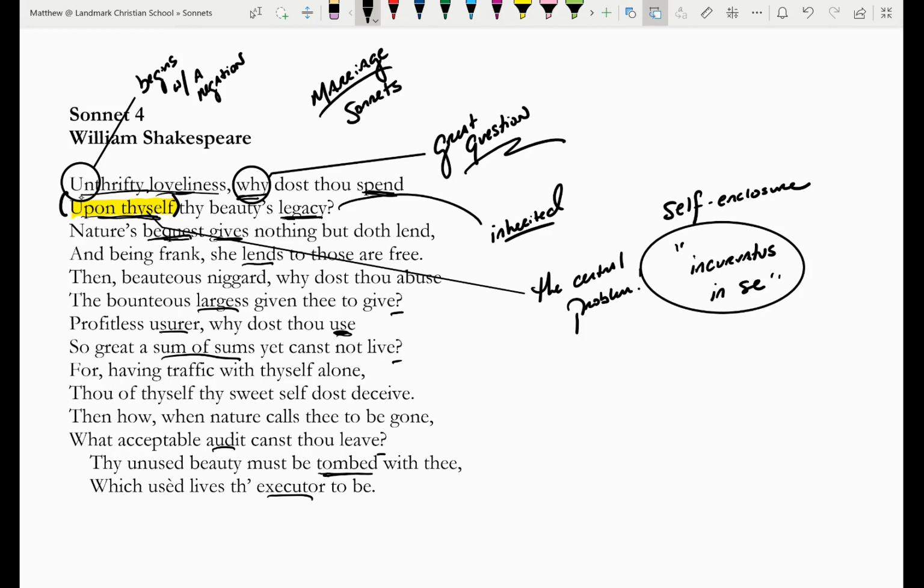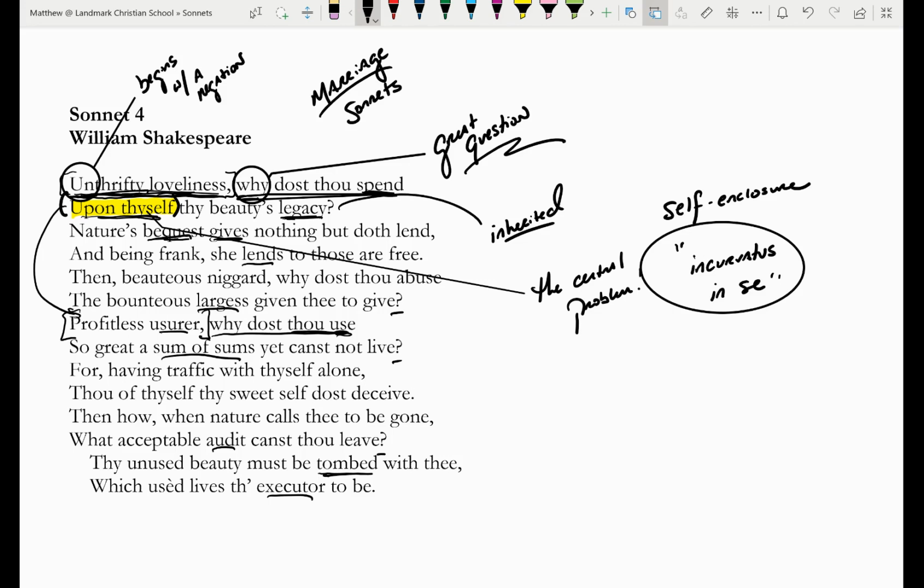One other thing that we notice too is this very multisyllabic name or description of the young man in the opening line here. Unthrifty loveliness, why dost thou spend upon thyself thy beauty's legacy? We'll see it again in this line here. Profitless usurer, why dost thou use? And so the structure of the sentence is the same in each of these lines, but notice how multisyllabic this name is. Profitless usurer, unthrifty loveliness.